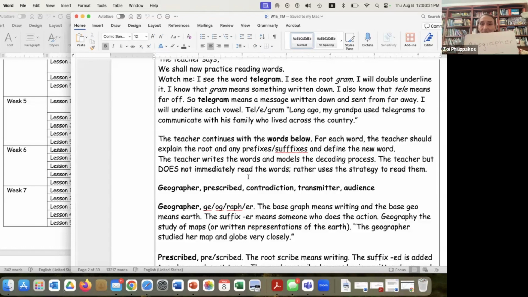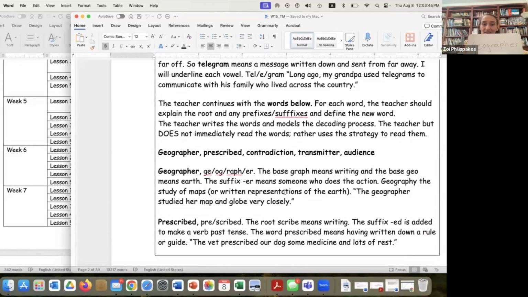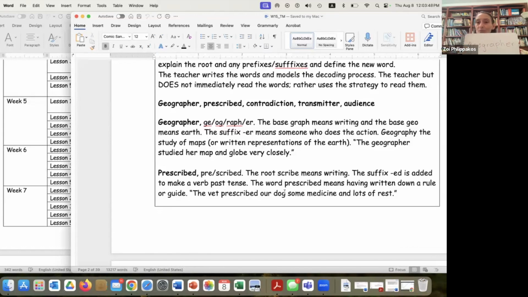So that's how, if I knew my roots, that's exactly how I would decode the word. I wouldn't even apply syllable types. However, if I didn't, then that's the model that the teacher is providing. And the teacher is explaining that in this case, the base graph means writing, the base geo means earth, the suffix er means someone who does the action. Geography is the study of maps. The geographer studied her map and globe very closely. So geographer, and that is the word.